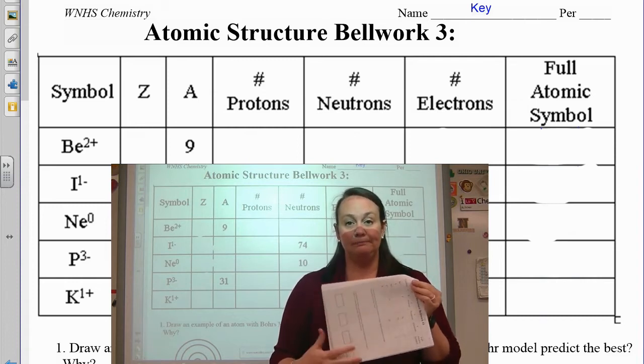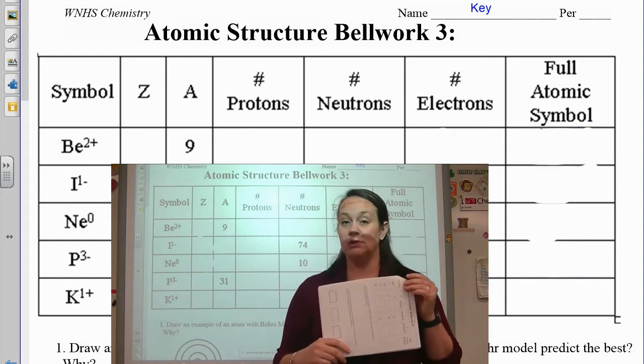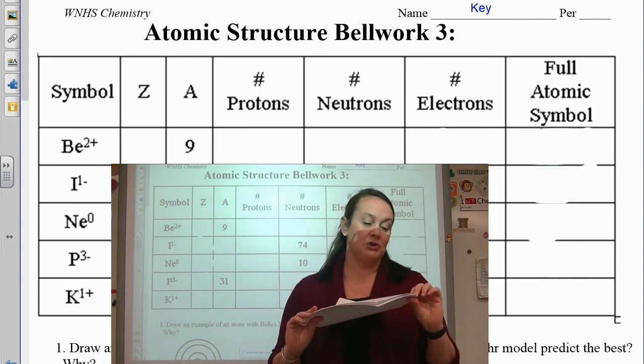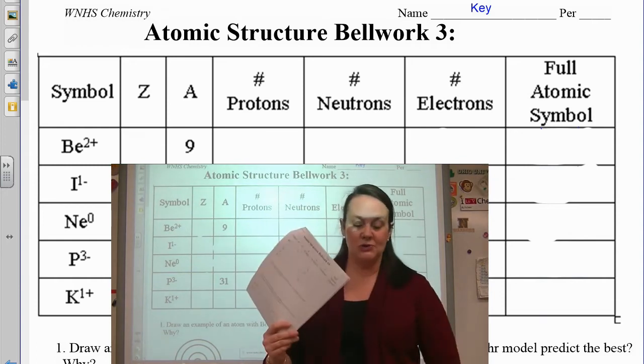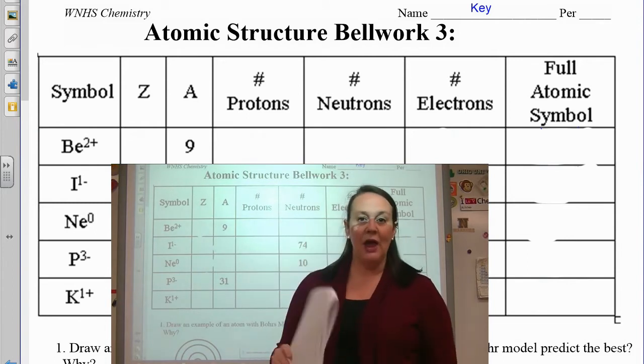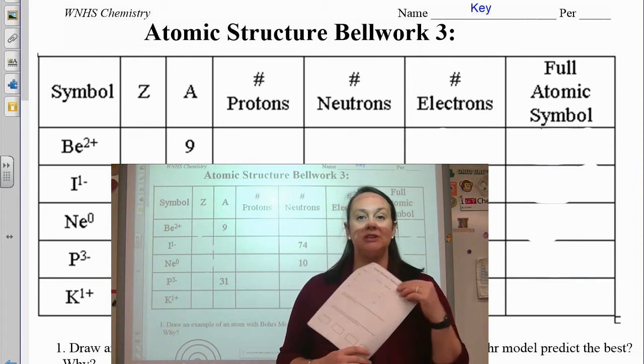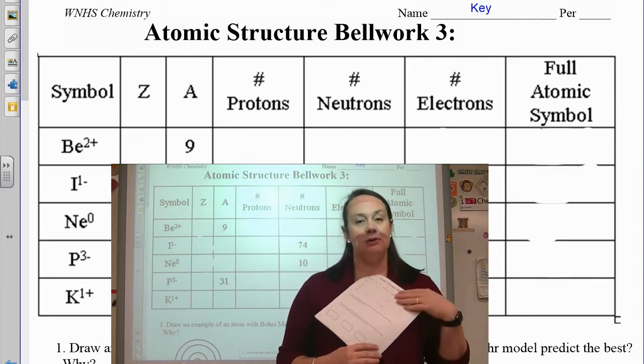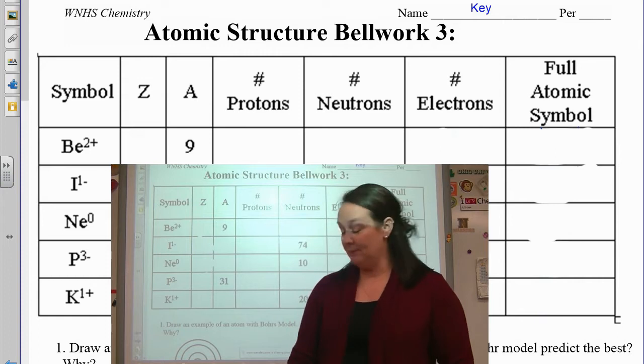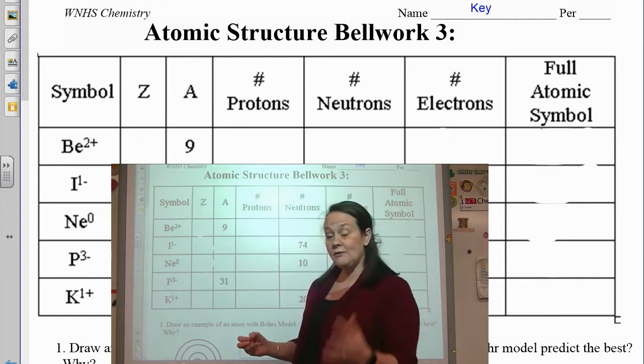To start today, you are going to want to find atomic structure bell work number 3. You also need your trusty dusty periodic table. And I say go ahead and pause the program and give yourself about 5 minutes to see if you can fill in atomic structure bell work number 3. I guess a little bit of a review.